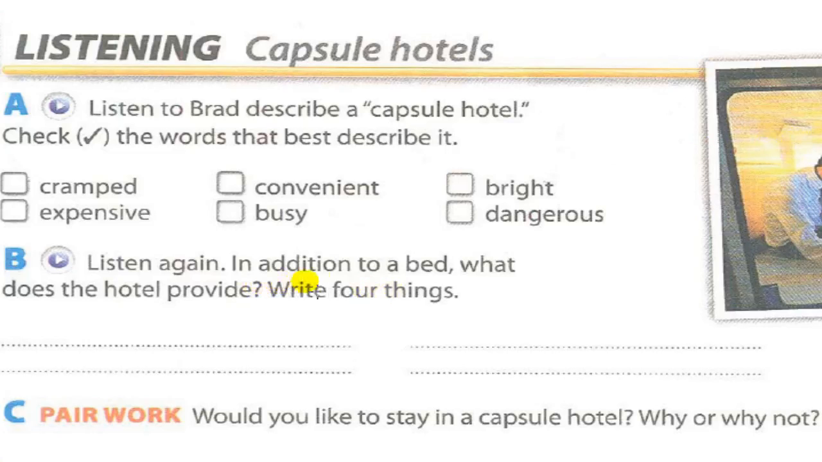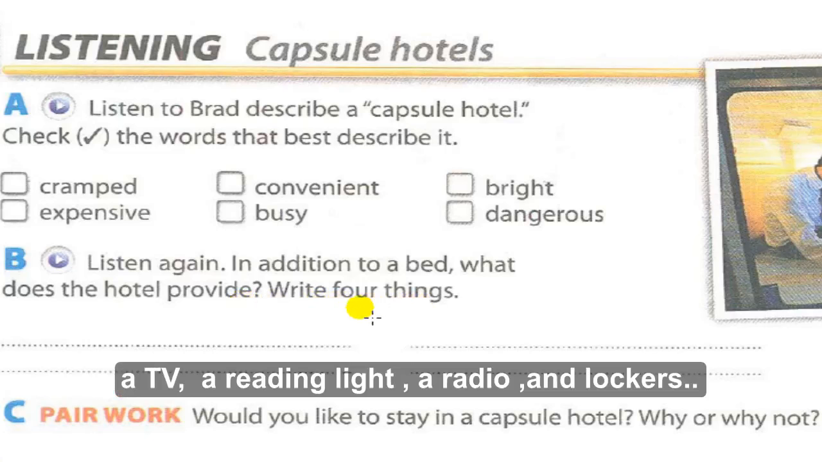Listen again. In addition to a bed, what does the hotel provide? Write four things. The capsule hotel provides a television, a reading light, a radio, an alarm clock, and lockers to keep your personal things. So again, the capsule hotel provides a TV, a reading light, a radio, an alarm clock, and lockers.